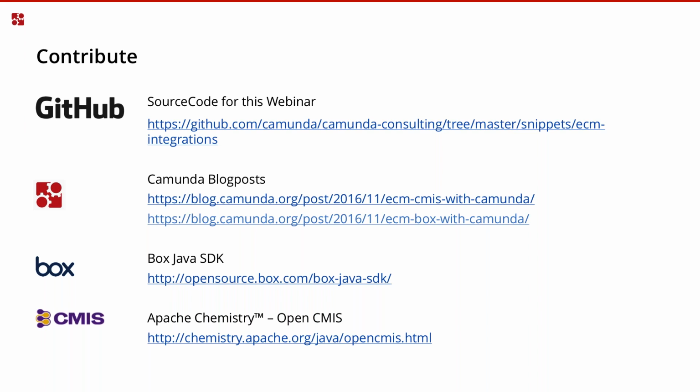Last but not least, I want to tell you about a few very important things here. The Box Java SDK, which I used within my process application, you could replace with, for example, the Dropbox Java SDK that is also available online, or the Google Drive SDK, for other cloud-based systems. And there is also the link to the Apache Chemistry OpenCMIS implementation. Yeah, I would say this is it for now. This is what I wanted to show you today.